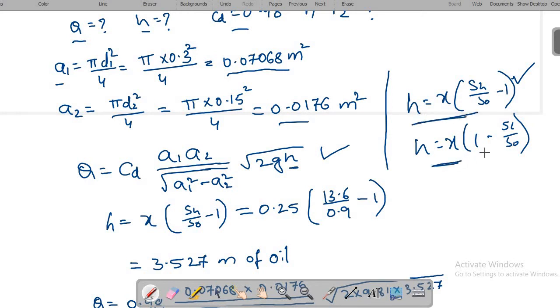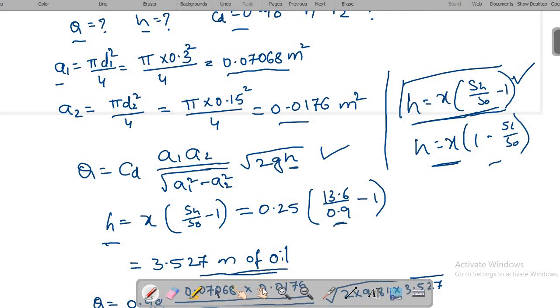The other one is used when the U-tube manometer has a lighter liquid than the fluid flowing in the venturimeter. Currently we have the heavier liquid in the manometer, so I am using this formula to calculate H. So H is equal to X into SH divided by S0 minus 1, which is 0.25 into 13.6 divided by 0.9 minus 1. So I got the answer as 3.527 meter of oil.